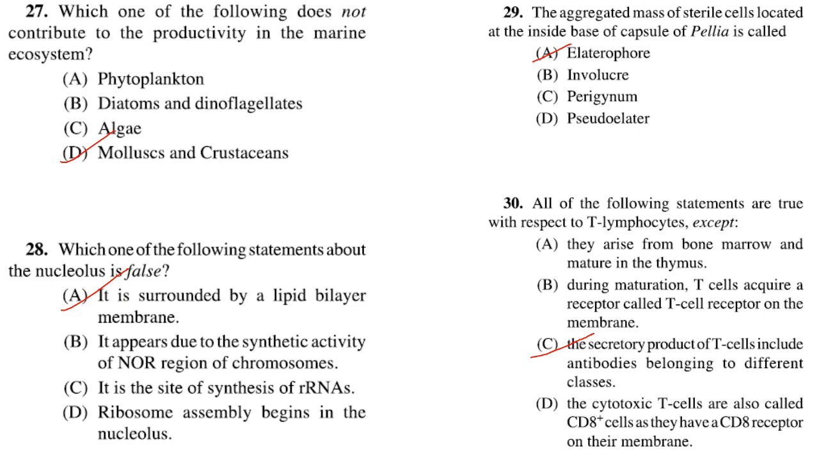Then all of the following statements are true with respect to T lymphocytes except: they arise from the bone marrow and mature in the thymus. Correct. During maturation, T cells acquire a receptor called T cell receptor on the membrane. Yes. The secretory product of T cells include antibodies belonging to different classes. No. The secretory product of B cells include antibodies, not T cells. So answer is option C.